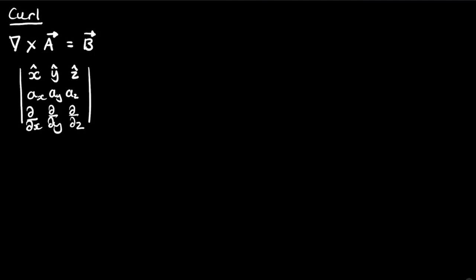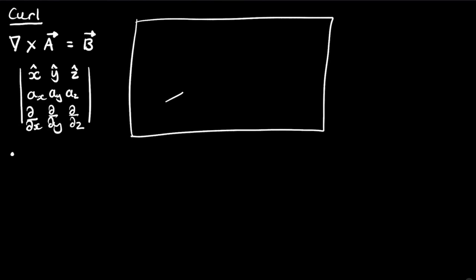So what does the curl of a vector field actually describe? Well, the curl of a vector field describes basically its rotation, shear, or vorticity. So let's draw out our vector field once again. Let's draw out our wind field. This is going to be a vector field which represents the wind direction at all points in space.